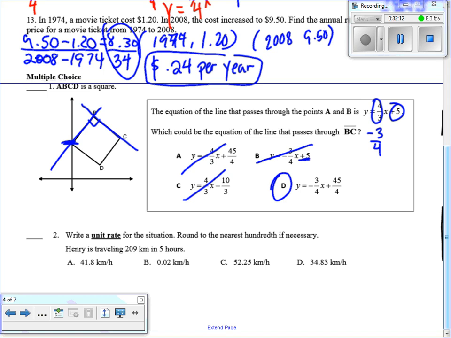For 2, it says write the unit rate for the situation, round to the nearest hundredths if necessary. If Henry is traveling 209 kilometers in 5 hours, the unit rate would be however many kilometers he goes in 1 hour. So divide 209 by 5, and that will give you the unit rate. And that gives us 41.8 kilometers per hour.